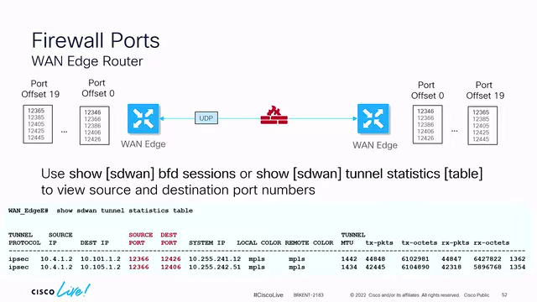And I've got a quick slide on firewall ports, because we also have to keep firewall ports in mind in this section as well. You can take a look and see what the source and destination ports are. You can run a show sdwan tunnel statistics table command and see the BFD sessions that are being built, and what their source and destination IPs and port numbers are, so that you can make sure those are being allowed through.